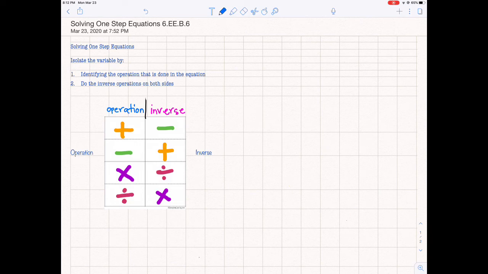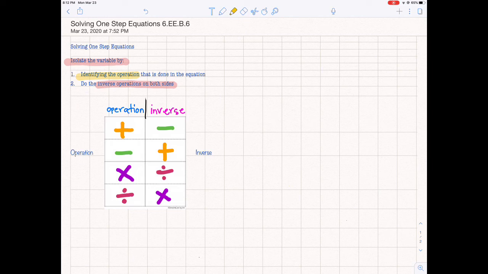The first thing that we have to do to solve a one-step equation would be to isolate the variable. How do I isolate the variable? By doing the inverse operations on both sides. To be able to do the inverse operation, we have to identify the operation that's happening.